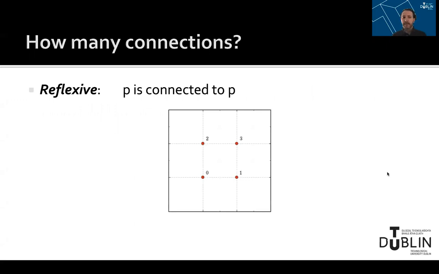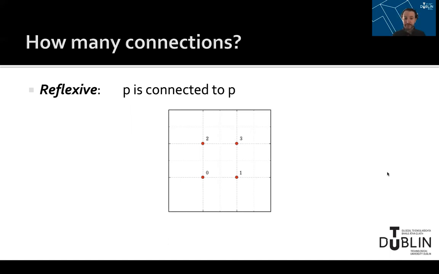The first mathematical thinking you have to do is reflexive. I am connected to myself. So P is connected to P. So let's have this little grid: 0, 1, 2, 3. Think of them as little computer nodes or individuals in a network. And what I'm saying is my computer is connected to itself. That's fair enough. It's a very reasonable thing to assume, but sometimes you don't want that.